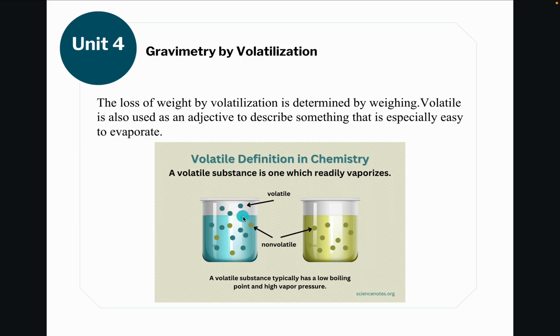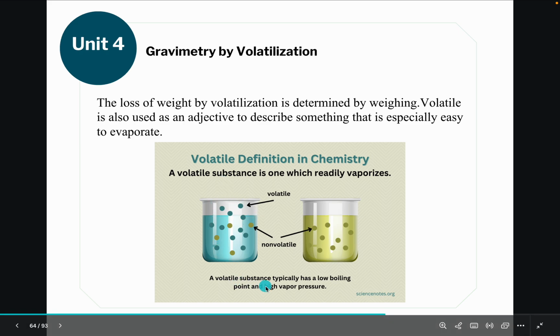So you have your volatile and your non-volatile compounds, wherein in our prepared sample, you can see that the non-volatile components are still in your sample or in your prepared solution, whereas the volatile compounds will readily evaporate or diffuse in the atmosphere. Typically, your volatile substance has a low boiling point and high vapor pressure.